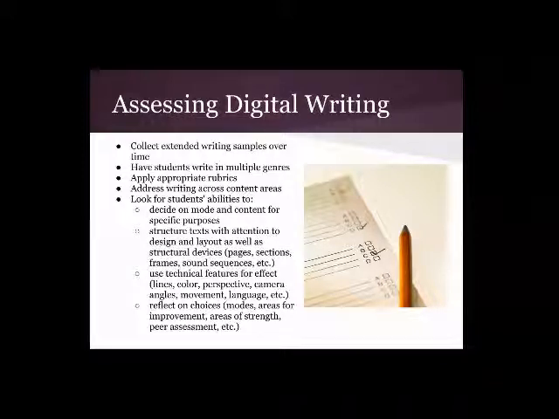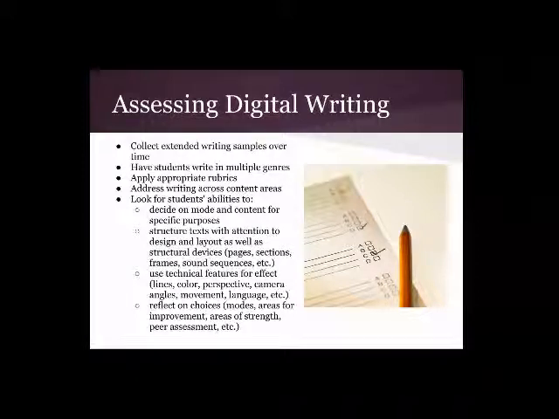And teachers, probably most importantly, should look for the following: students' abilities to decide on mode and content for specific purposes, to be able to structure their texts with attention to design and layout so that it's easy for audiences to read and understand. They should look for students' abilities to use technical features for effect, so their abilities to use camera angles, to use color, to use language appropriate to the audience and the purpose. And then they should look for students' abilities to reflect on their writing choices.